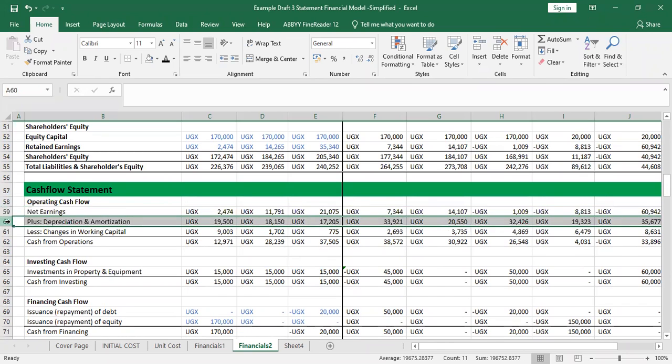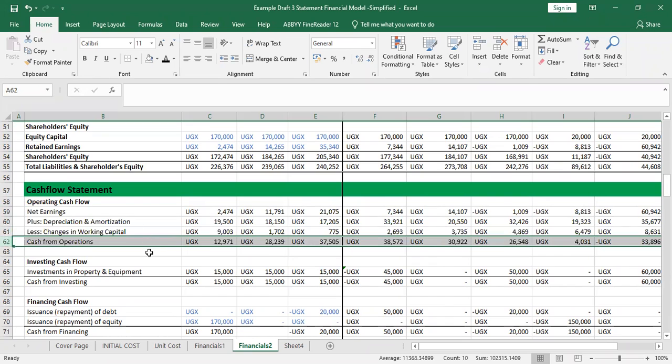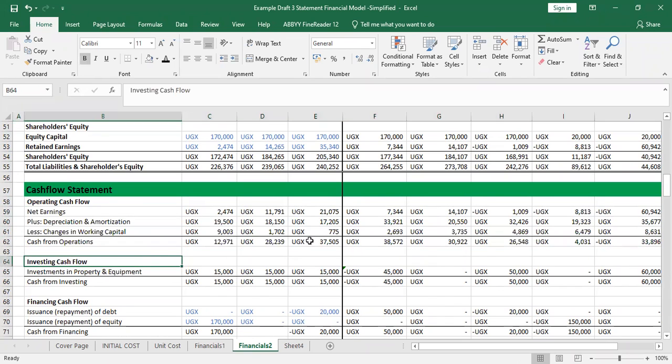Depreciation, we already calculated. It's already there. Changes in working capital, we already calculated. It is there. Are you saying the cash flow has already just filled itself? Okay. So at the end, it will just total up and say cash from operations. This is the cash from operations. Then we look at investing cash flow.